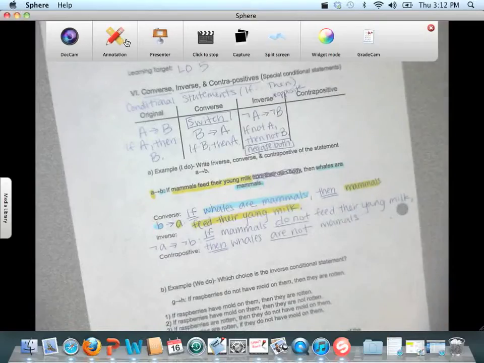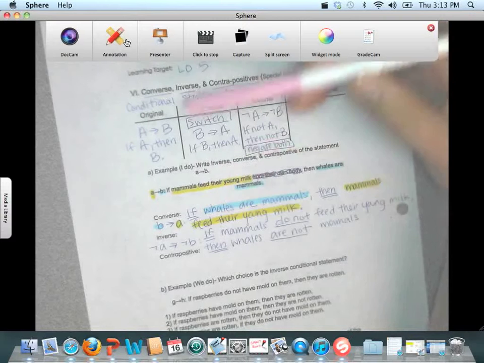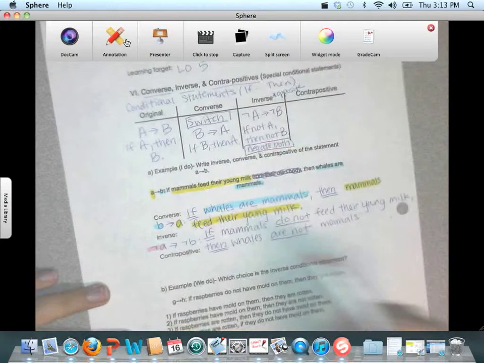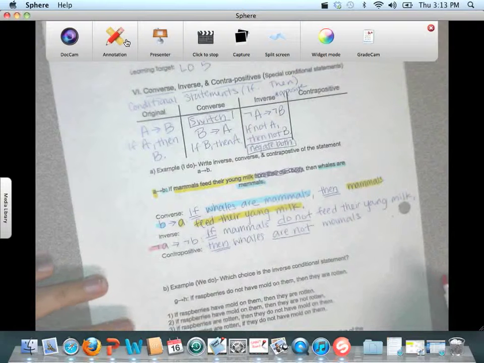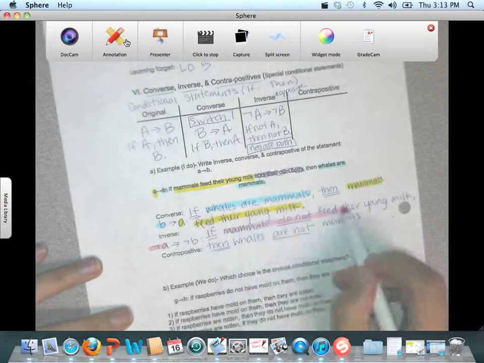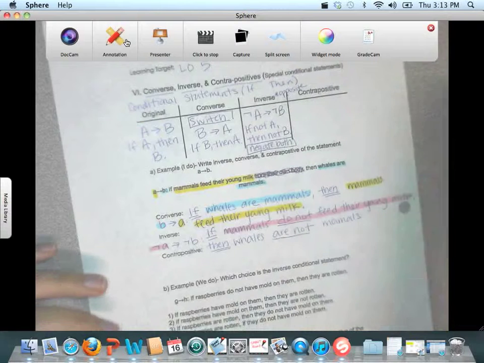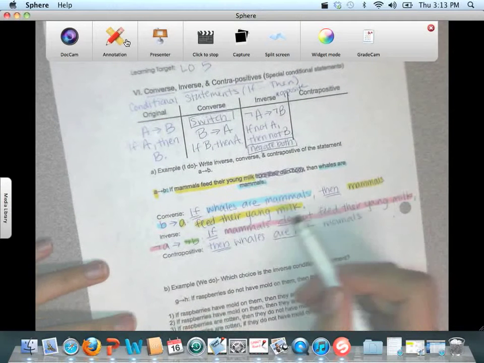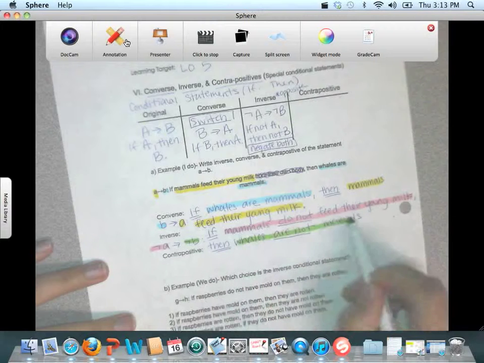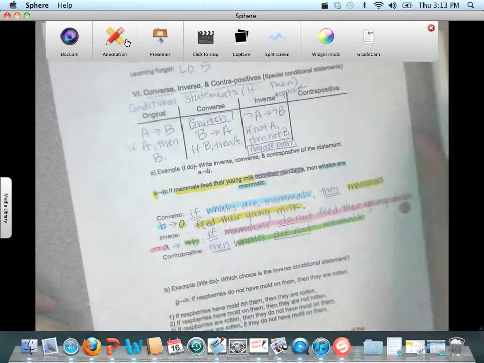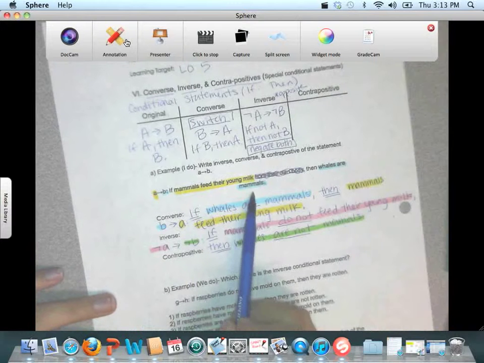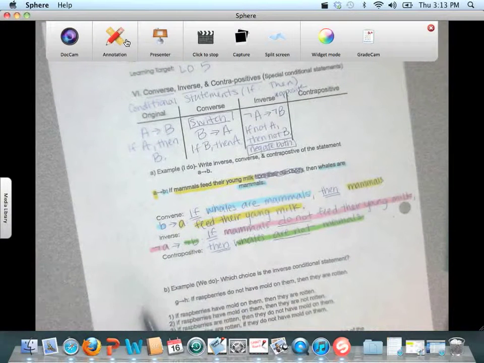So I'm going to use two different colors this time because now they're different statements. They're the opposite. So the opposite of A is not A. So that one is mammals do not feed their young milk. And the opposite of B is not B. Whales are not mammals. So that's the inverse. It has the same order, but with the negation, the opposite meaning.